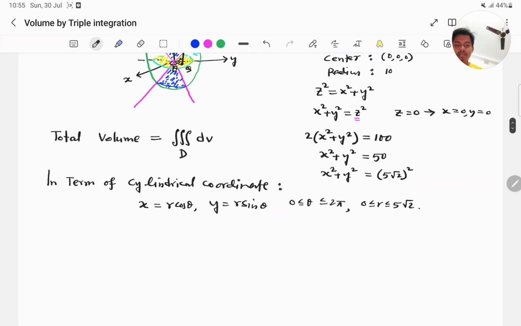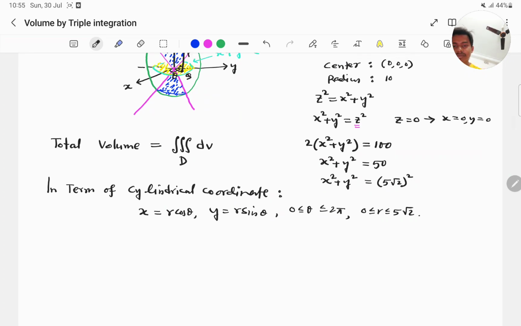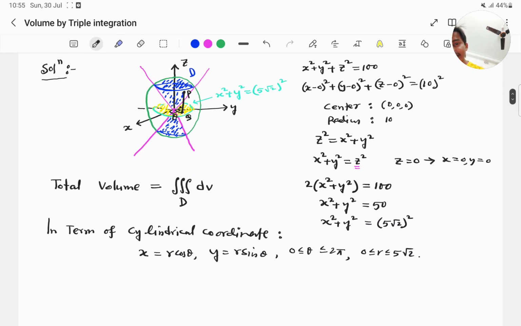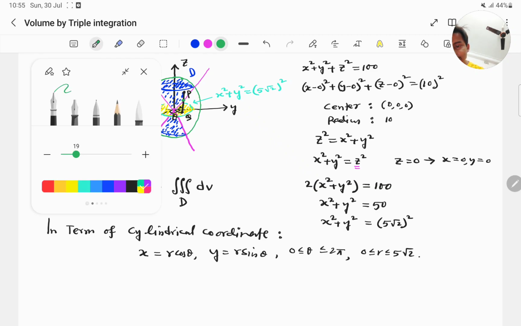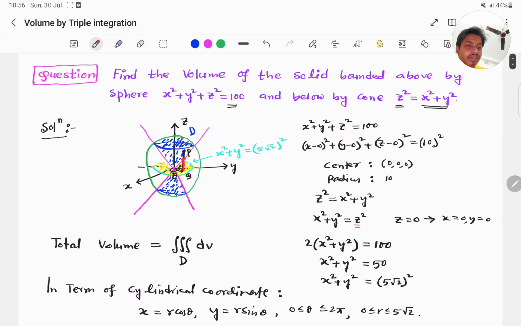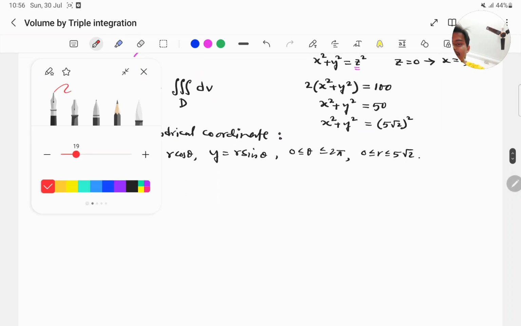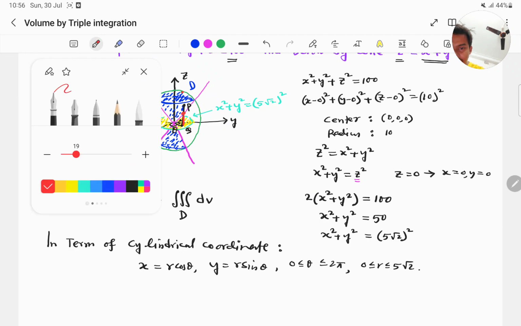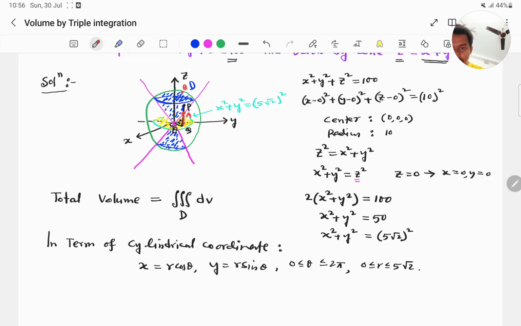Now we have to see the range for z, where z varies. So if you look at here, then two points you are getting, so this point up to this point. Maybe we can use this color, this point and this point. This is z we get from the equation of the cone, z equal to square root of x square plus y square. I am calling this point A, and this point B.